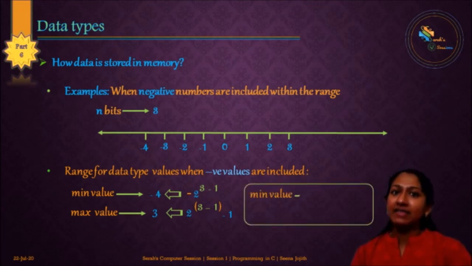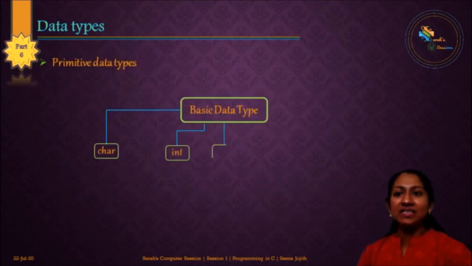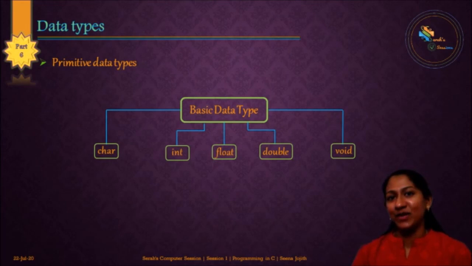So again, generalizing, you can see that the same equation comes up. For the minimum value you will get -2 raised to n minus 1, and for the maximum value you will get 2 raised to n minus 1, minus 1. Now these are the primitive data types that we had seen in our last video, and they are char, int, float, double and void. I will be giving detailed explanations on these data types in my next video.